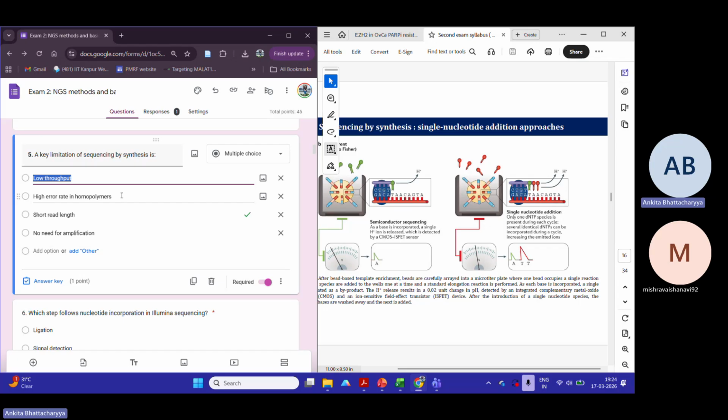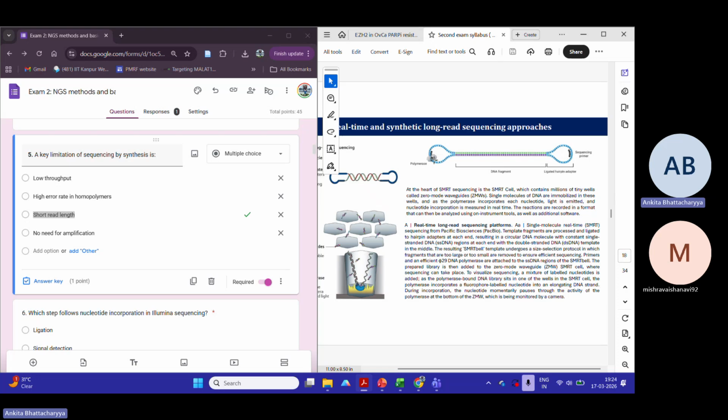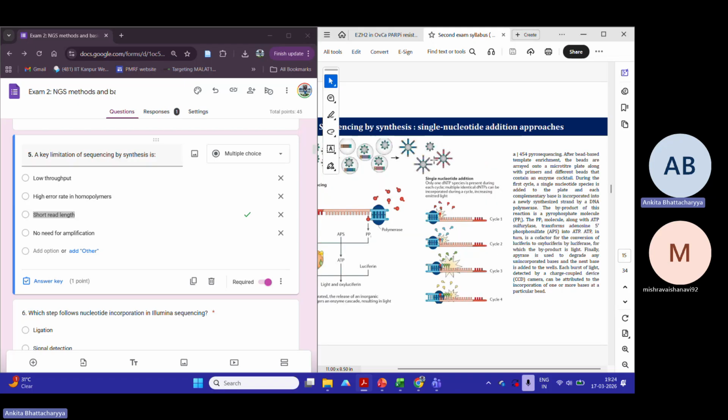Then comes high error rate in homopolymers or short read length. Usually it is actually short read length that can limit sequencing by synthesis, because it cannot continue for an extended duration. It carries out the sequencing process by incorporating one base at a time. Therefore, very long stretches of DNA cannot be sequenced by this strategy, and so this is its key limitation. So that's what we see here as the correct option.